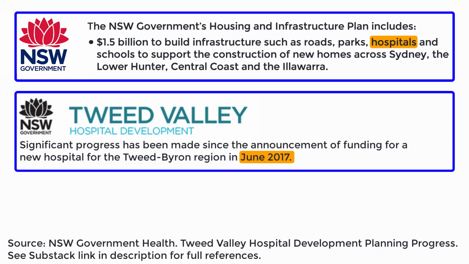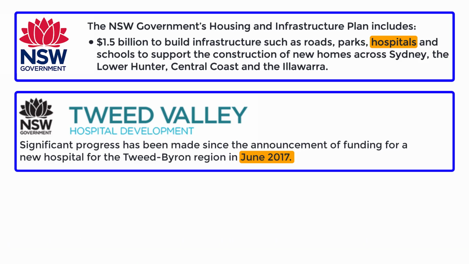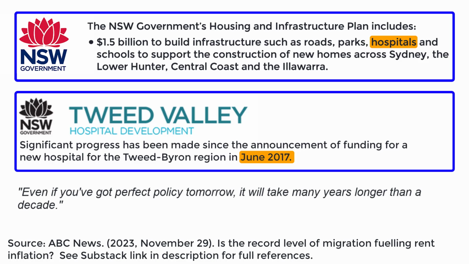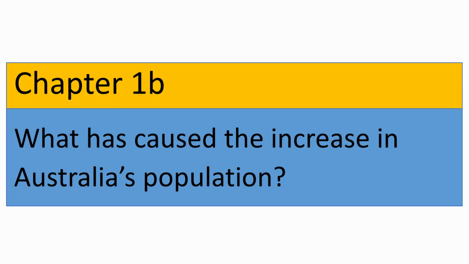It should be noted that this viewpoint is widely held among researchers, with one economist recently stating, "Even if you've got perfect policy tomorrow, it will take many years, longer than a decade." We will now discuss the second contributor to Australia's housing shortage, our growth in population.